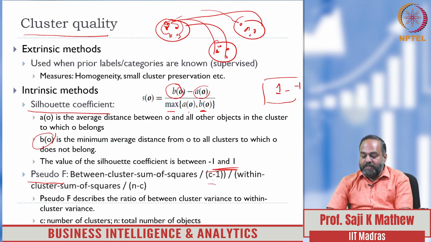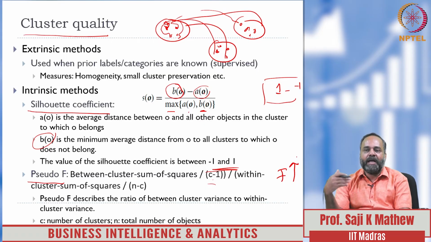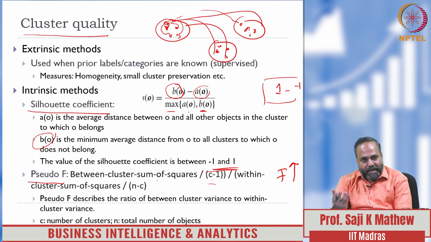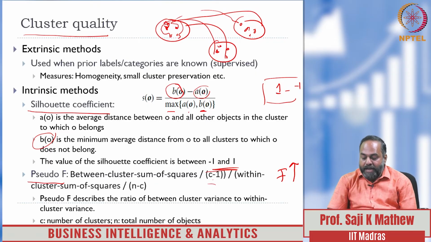Between cluster distance should be high, within cluster distance should be low, and therefore you want an F value which should be high. A higher F value is desirable, correct. The denominator should be low and the numerator should be high, just like the F ratio in your statistical test.